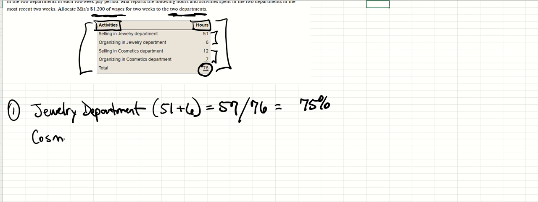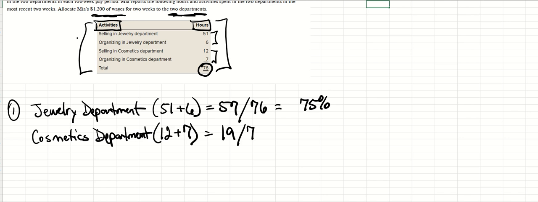Okay, next we've got the cosmetics department. In the cosmetics department, 12 hours was spent selling, and then 7 hours was spent organizing. So 12 plus 7 gives us 19. 19 divided by the total number of hours spent in both departments, 76, gives us 25%. Just to check to make sure that this sums up to 100%, we take 75% plus 25%, and it does sum up to 100%. That lets us know that yes, we are going to be allocating 100% of the employee's wages of $1,200.